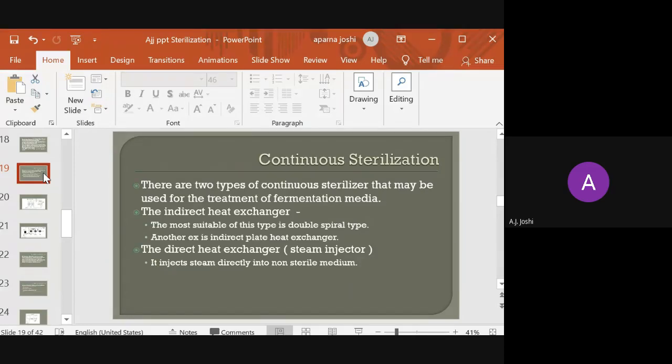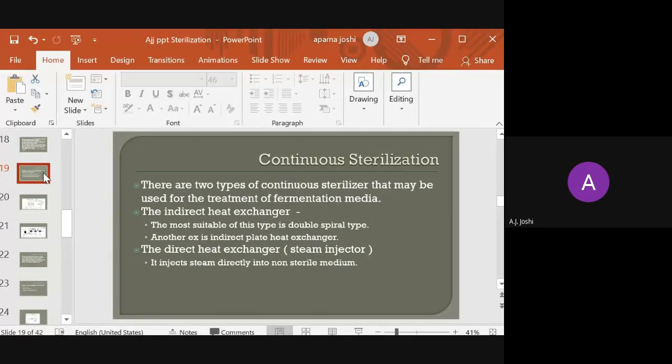Now, the indirect heat exchangers, the most suitable of this type is the double spiral type. Another example is the indirect plate heat exchanger. So overall, whenever we consider the heat exchanger for continuous sterilization of the fermentation media, commercially there are two different heat exchangers available that are mentioned in your book: the double spiral type and the indirect plate heat exchanger. So these are the two different types of heat exchanger that I thought I should mention, because I have not mentioned it in the previous lecture.